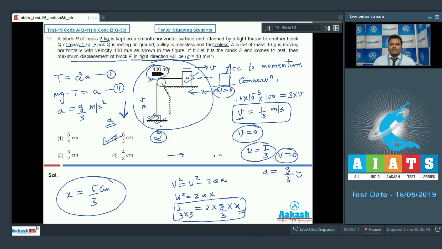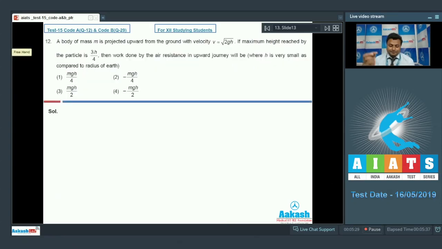Now move on to the next, that is number 12. So here is question number 12, everyone. A body of mass m is projected upward from the ground with velocity v equals under root 2gh. If maximum height reached by the particle is 3h by 4, then the work done by air resistance in upward journey will be what?